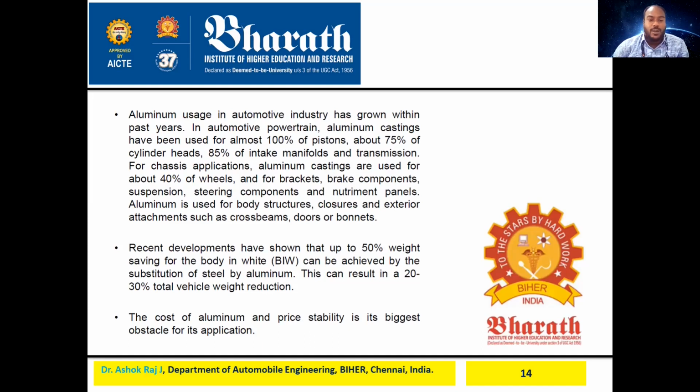For this purpose they generally use aluminum, and recent developments have shown that up to 50% weight saving for the body in white can be achieved by substituting aluminum for steel. This can result in 20 to 30% of total weight reduction, but the cost also will be cheap only. The cost of aluminum and price stability is the biggest obstacle for the application. They say aluminum cost is sometimes more, but as per my knowledge, it's not that much.